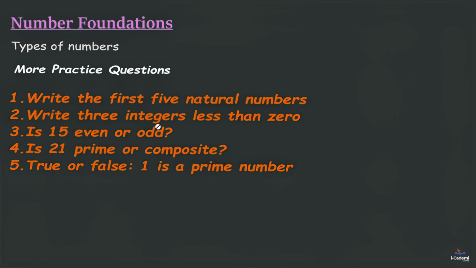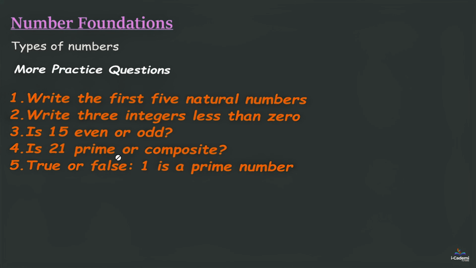Question 2. Write 3 integers less than 0. Remember, integers less than 0 are negative whole numbers. You can choose any 3 numbers. Question 3. Is 15 an even or odd number? Look at the last digit. Since it ends in an odd number, it should provide clarity on what type of number 15 is.